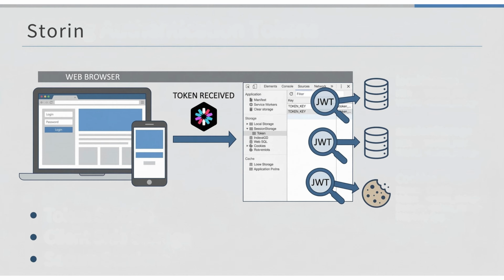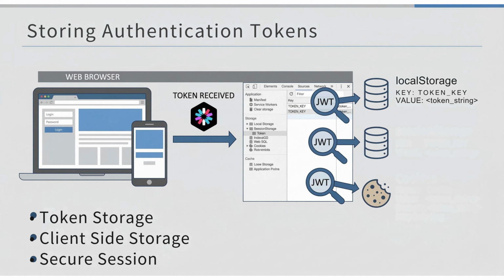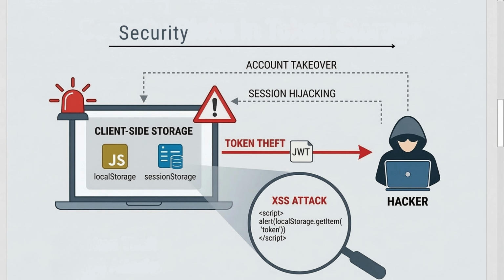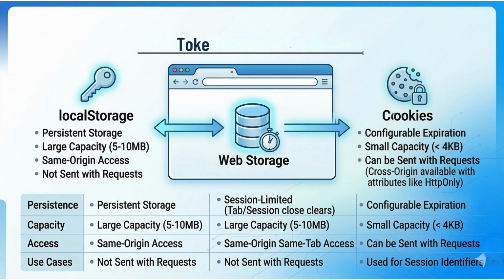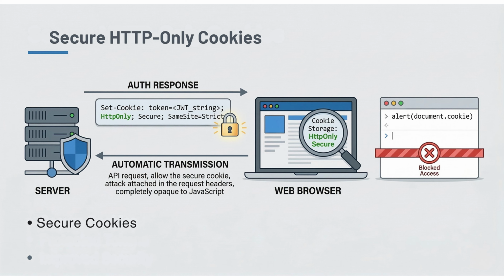Token storage. Once we receive an authentication token, we need to store it safely. Common storage options include local storage, session storage, and cookies. However, storing tokens incorrectly can create security vulnerabilities. Because of this, many professional applications prefer storing tokens inside secure HTTP only cookies. Proper token storage is very important for maintaining secure authentication systems.